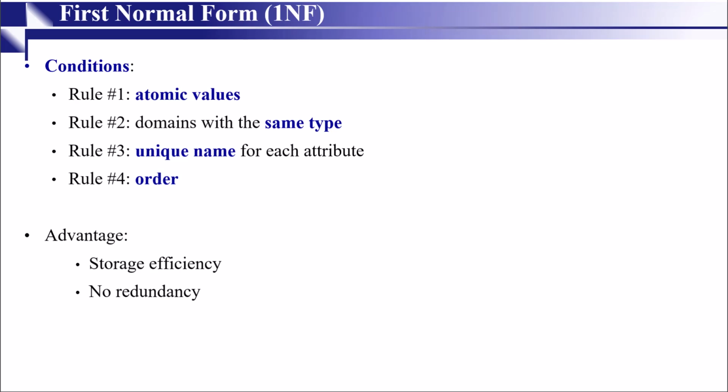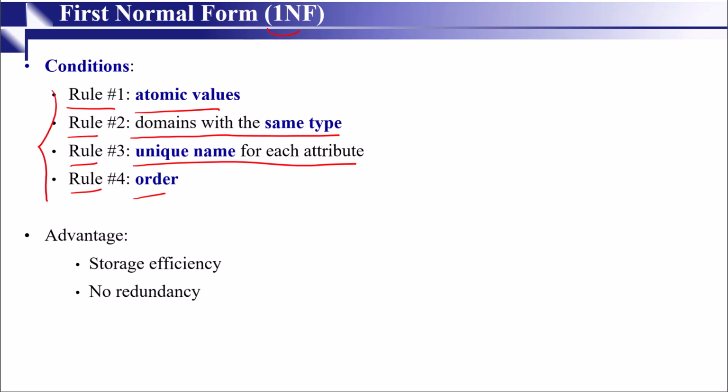Now, let's start with the first normal form, or we call it 1NF. So there are some rules here. Rule number one is atomic values. Rule number two is domains should be of the same type. Rule number three says unique name for each attribute and order. So we can say a table is in 1NF if it meets all these four rules, right?